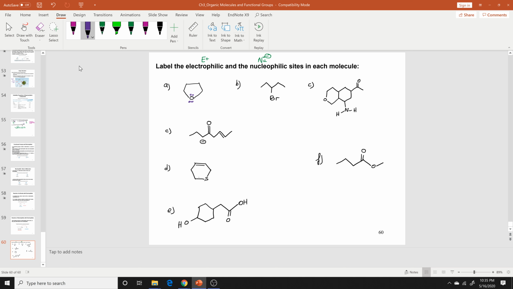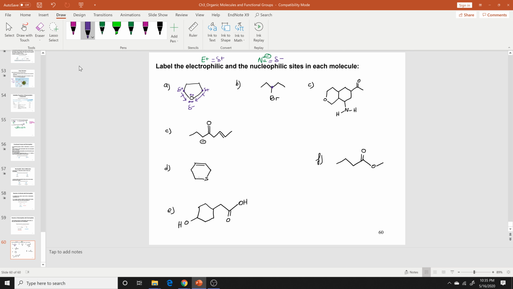This is the ether. This is my polar bond. It induces a dipole. So I am going to have two partial positive carbons over here. This oxygen is partial negative. The partial positives represent the electrophile. The partial negative represents the nucleophile. So I have here one nucleophile and two electrophiles.